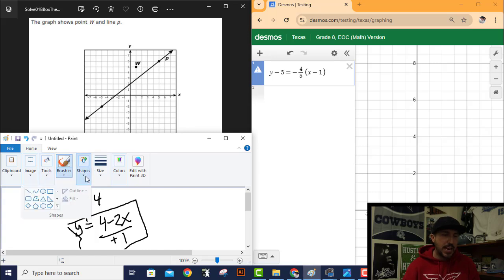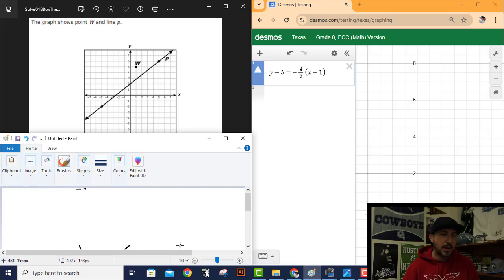Let's get this guy out of here. Come back to brushes. All right. So the equation says y minus 5, so I'm going to write it down the way it looks. Y minus 5 equals negative 4 over 5, x minus 1.